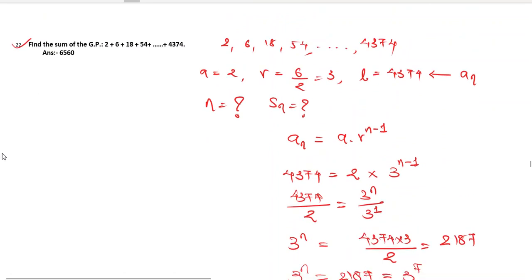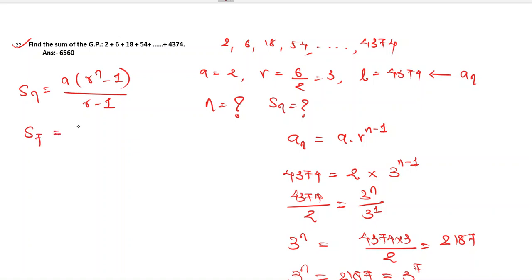Now here r is 3, so mod of r is greater than 1. Sum of n terms will be a bracket r raised to n minus 1 upon r minus 1, and sum of n terms, that is sum of 7 terms, is equal to 2 bracket 3 raised to 7.